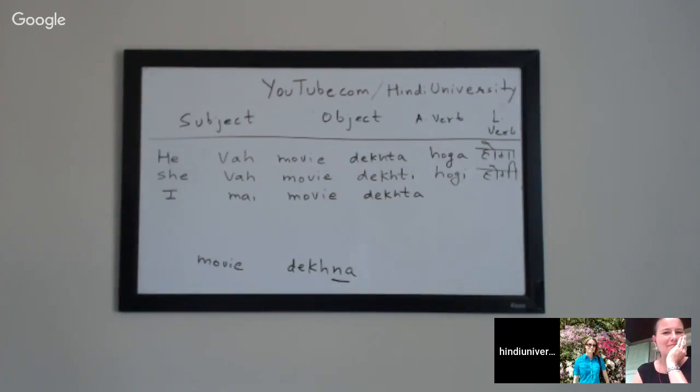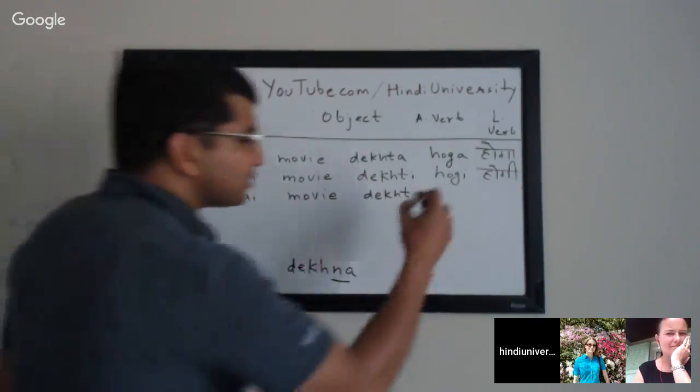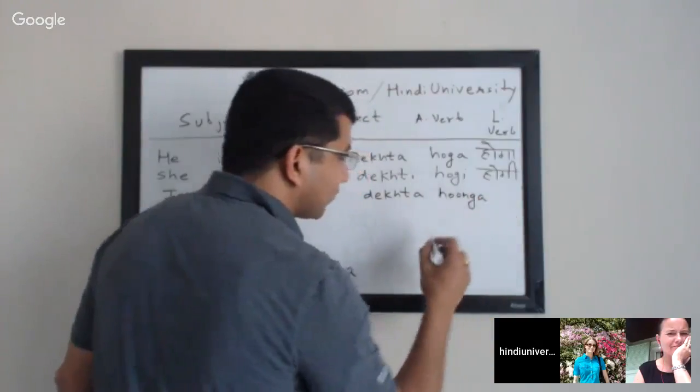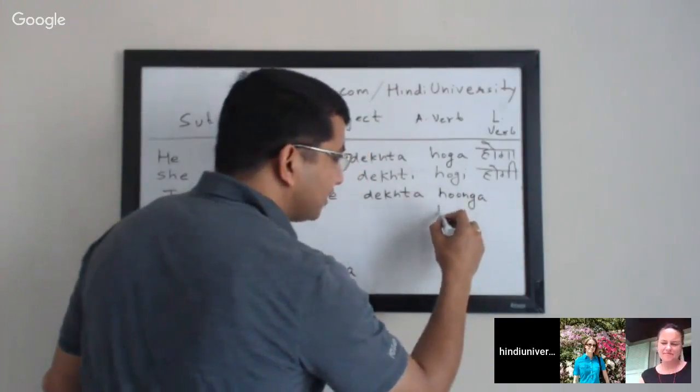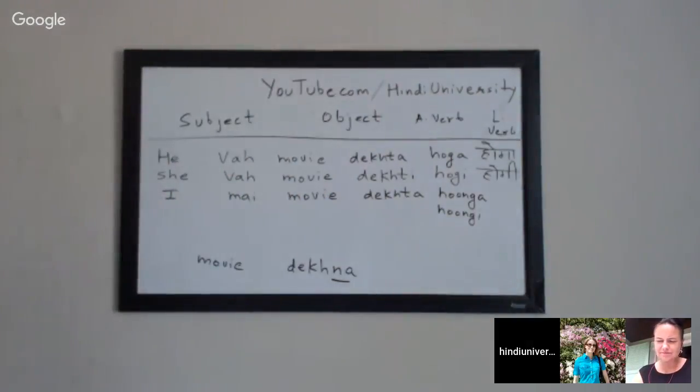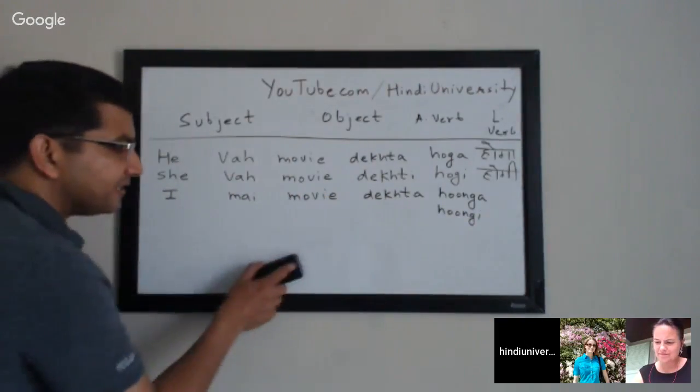I think it will be the same. Main movie dekhti hogi. So yeah, slight difference. For a masculine singular, it would be honga. Okay. For a feminine singular, it will be hungi. And I'm gonna write it down so it's easier for you.